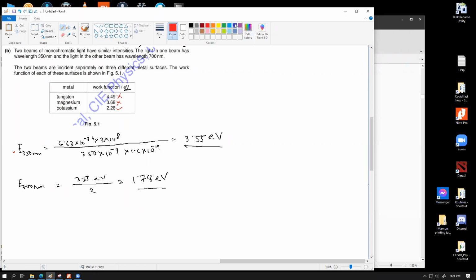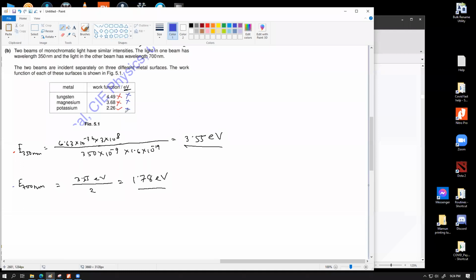If I use blue for the next one, so 1.78 electron volt cannot do it for this, cannot do it for this, cannot do it for this. So there is only one pair left. So you can say that only the light wave of 350 nanometer paired with potassium can give us photoelectric emission, because the photon energy is bigger than the work function of potassium.